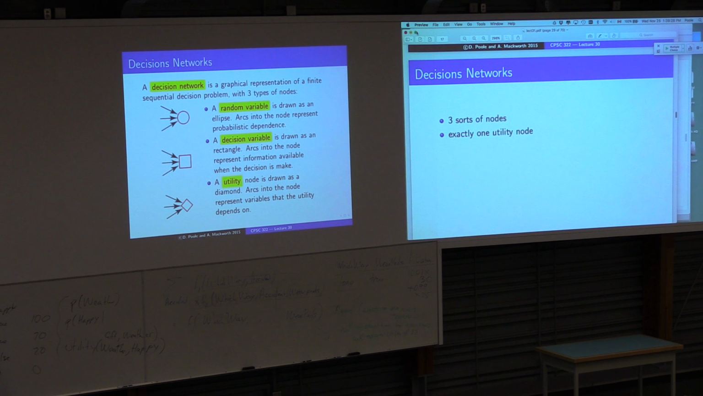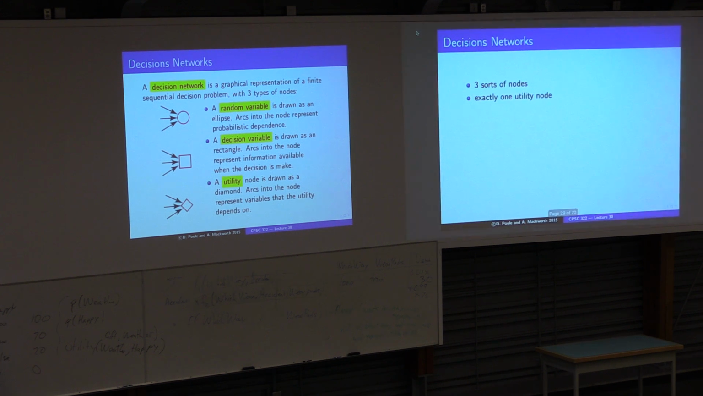So in summary, there are three sorts of nodes: the random, the decision, and the utility. There's exactly one utility node. The random variables and decision nodes have ranges associated, but there's no variable corresponding to the utility node. There's no utility variable. There are only variables for random and decision variables.